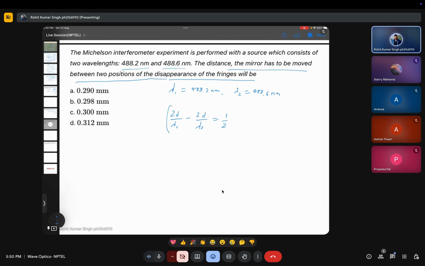So this is the condition after which you can see the disappearance of the fringes. But this distance d is not the distance that you are moving, right? Suppose earlier the original distance was d, and now you have moved your mirror so that the distance is now d minus d naught. So this delta d is basically d naught, right?